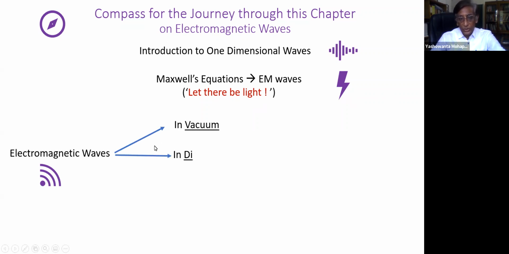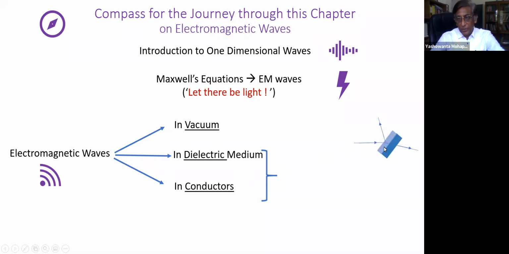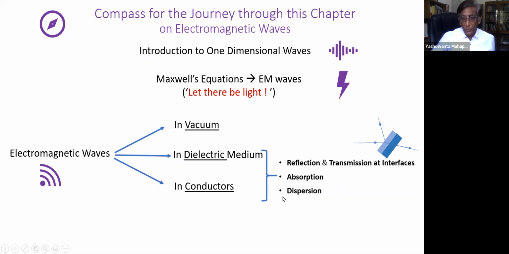Then we'll get into dielectric medium and into conductors, which is a lossy medium. In both dielectrics and conductors, we'll do transmission and reflection, especially at the interfaces, or the boundary between two media, and there could be loss, and then absorption would occur. And a phenomenon of dispersion you're familiar with in terms of a prism, or let's say a rainbow. So we'll get into that.